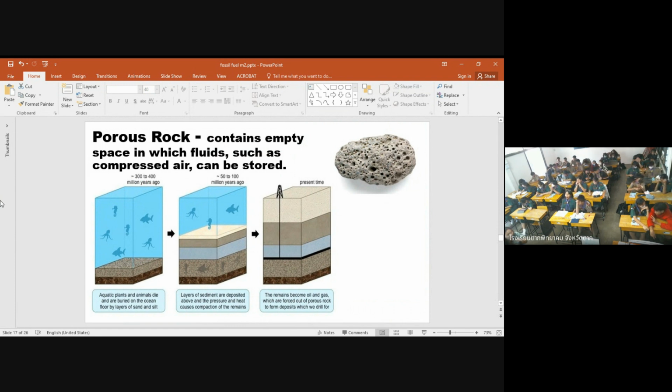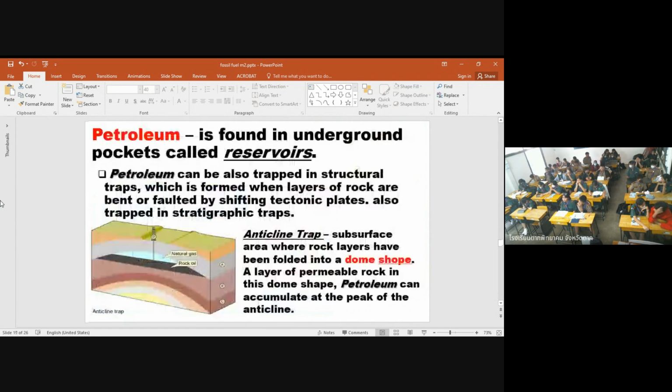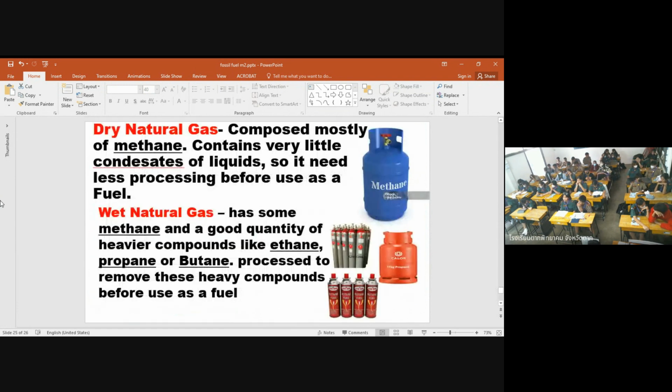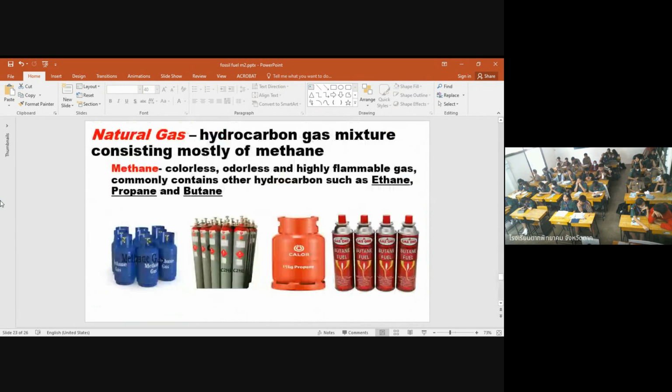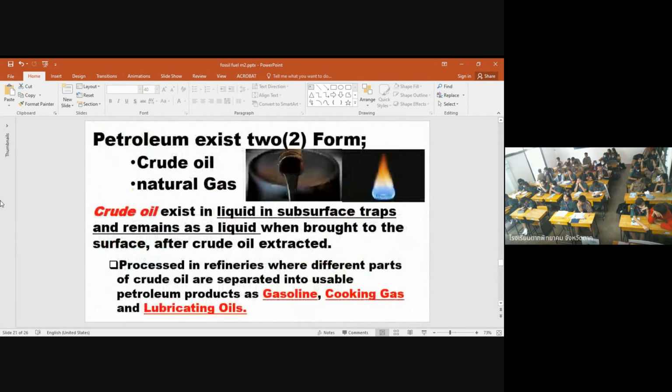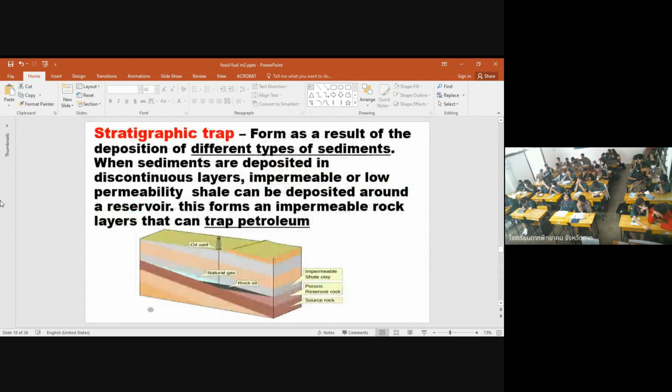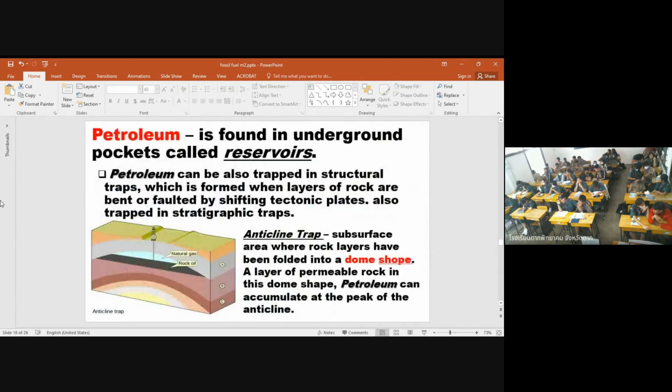So this is the example of the present time. Petroleum is found under pockets called reservoirs. When we say reservoir, it's like a storage. It's like a storage, that is your reservoir.